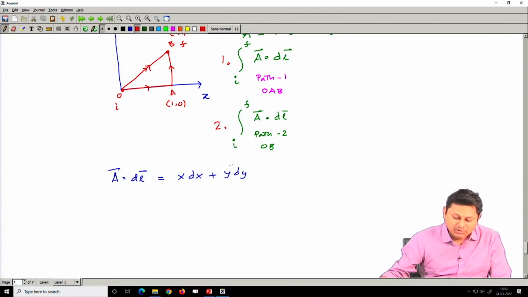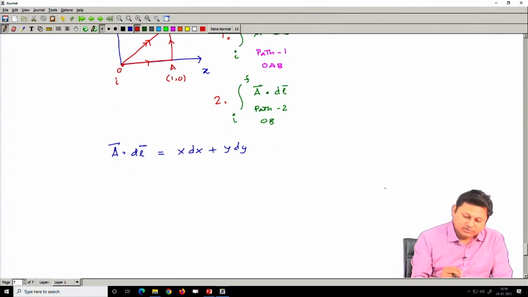So, when you execute for path 1, when you go from O to A, there is no change in y, only change in x. So, the dy term will not be there and you just need to execute this integration x dx over this length, and your limit should be 0 to 1. When you go from here to here, on the other hand, your x will not change, your y is changing. So, eventually you get the value. Let me do that quickly, it will not take much time.